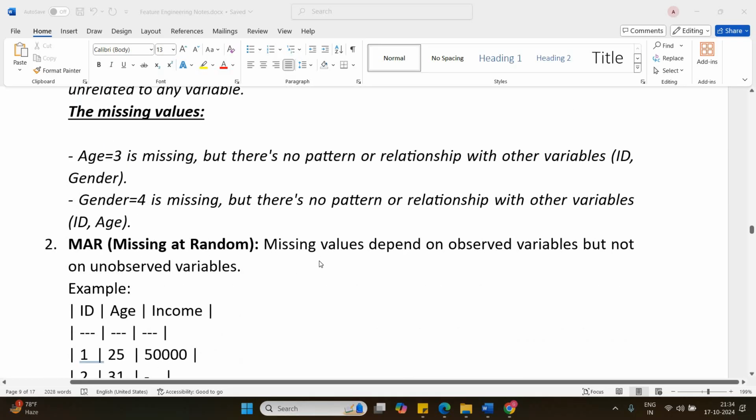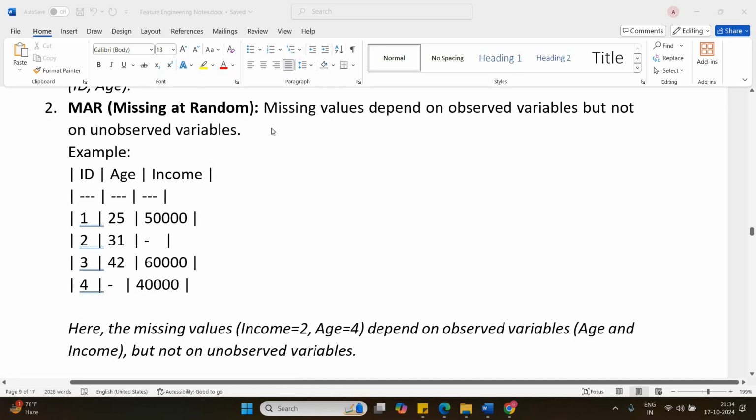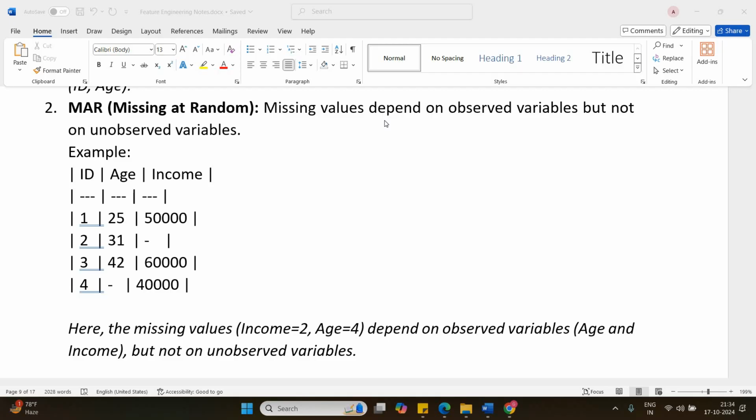Then comes missing at random. Here the values are missing, but they are dependent on some observed variable. I hope you have seen my previous video on observed versus unobserved variables. In the case of missing at random, the missing value is dependent on some other observed variable, not on any unobserved variable. Because it is dependent on an observed variable, you can find a certain pattern when some data is missing.